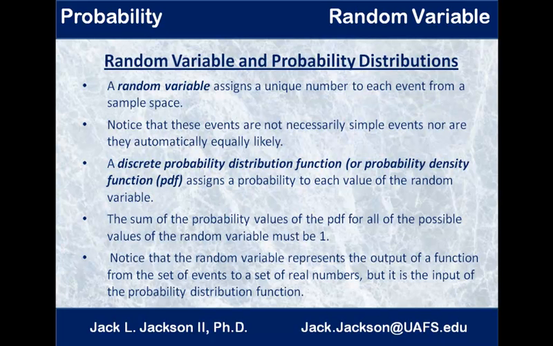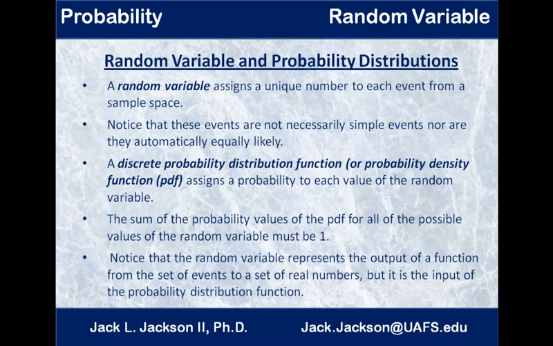A random variable assigns a unique number to each event from a sample space. Notice that these events are not necessarily simple events, nor are they automatically equally likely. A probability distribution function or probability density function, which we'll abbreviate PDF, assigns a probability to each value of the random variable. When we're dealing with a discrete probability distribution function, we're going to have a finite number of these, or at least a countably infinite number of probabilities, and all these probabilities must add up to 1, as we usually get with a probability situation.